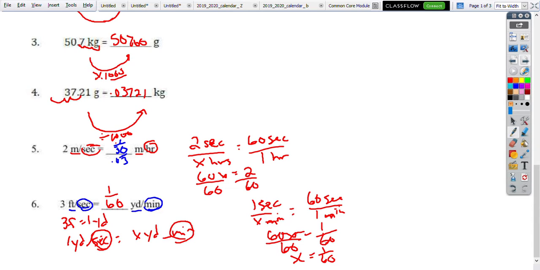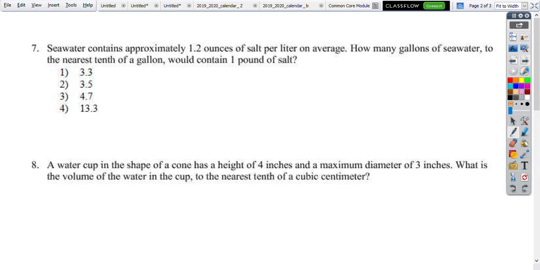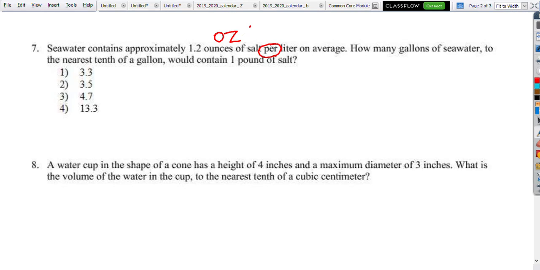All right, on to the next page. We're going to actually do some questions where we convert some stuff here. So first question seems a little tough. Seawater contains approximately 1.2 ounces of salt per liter. So this is ounces. The per here is our division. That's our fraction bar. So this is per liter, okay? Ounces per liter. How many gallons of seawater would 1 pound of salt contain? So we can't talk about pounds. The pounds is a weight, ounces is a weight.